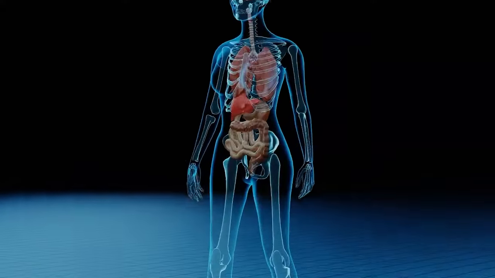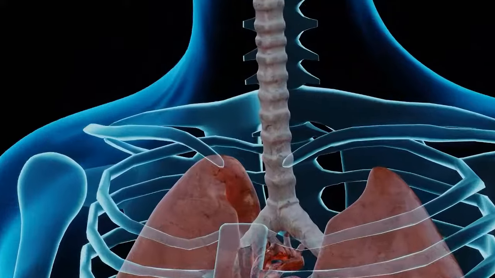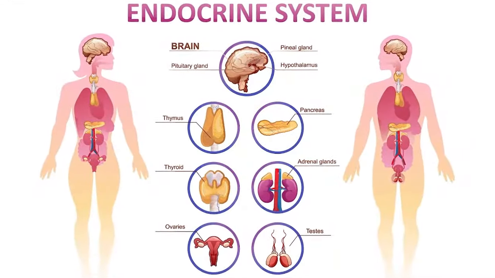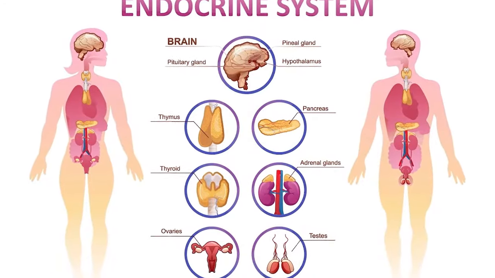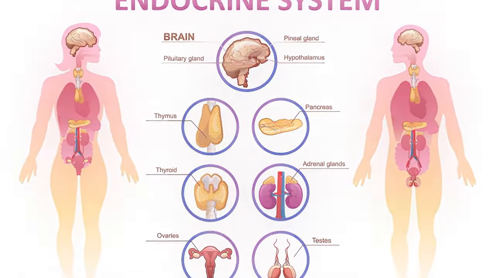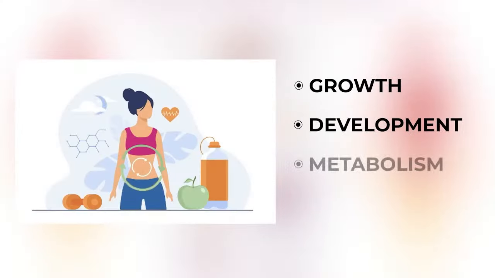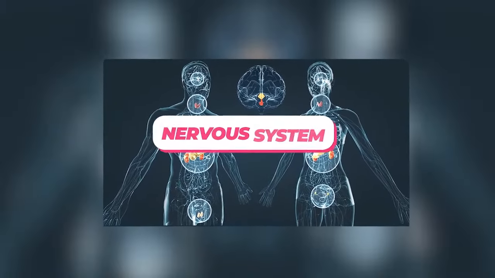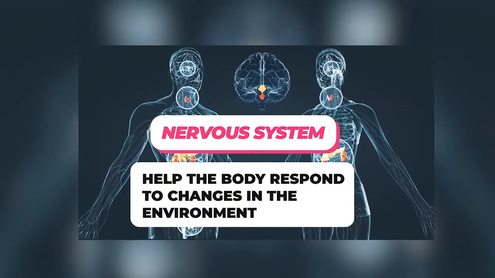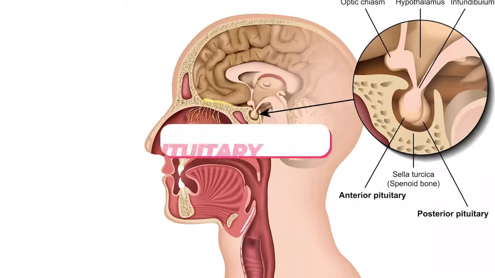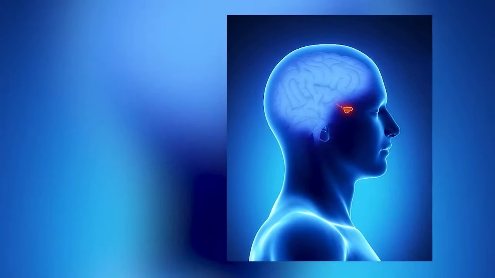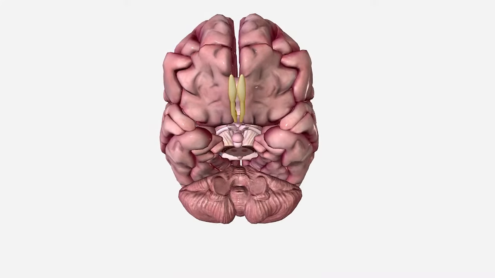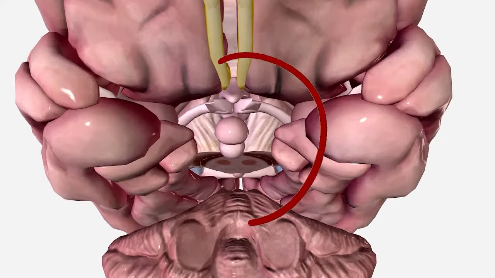In this video, we will talk about the endocrine system and its role in the formation of the human body. The endocrine system is a complex network of glands and hormones that regulate various bodily functions, including growth, development, metabolism, and reproduction. The endocrine system works closely with the nervous system to help the body respond to changes in the environment. Pituitary gland. The pituitary gland, also known as the master gland, is located at the base of the brain and plays a key role in regulating the endocrine system.